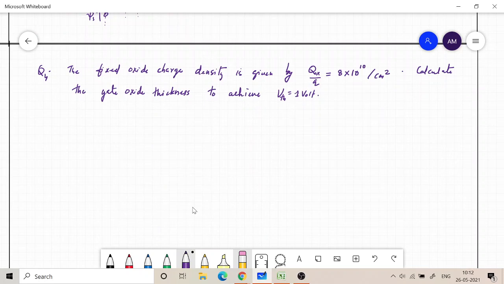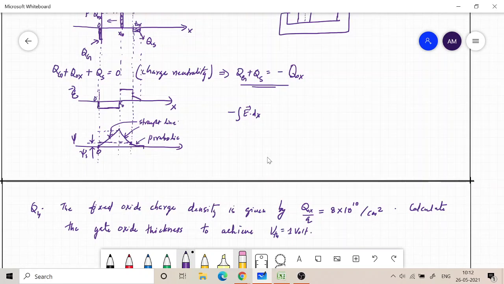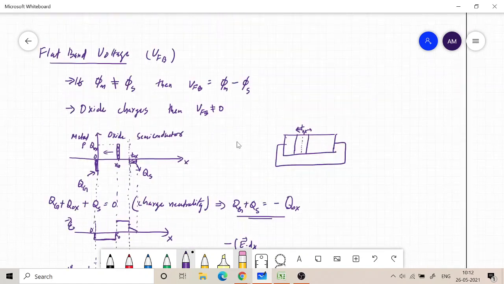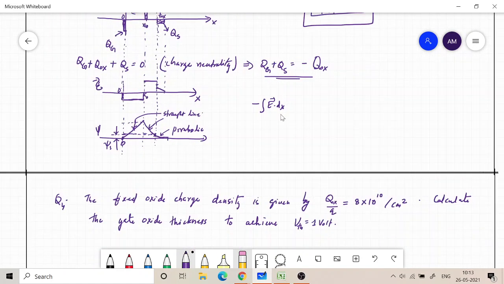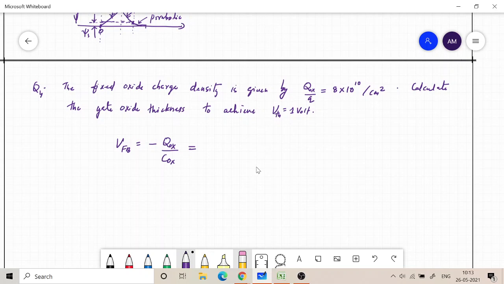Okay, so we have V flat band equal to minus QOX by COX. So this is what we had, and how much should this be? Earlier it was 2.11, and if the threshold has to be made 1 volt, this has to become 1.11, right? Yeah, 1.11. This quantity has to become 1.11.